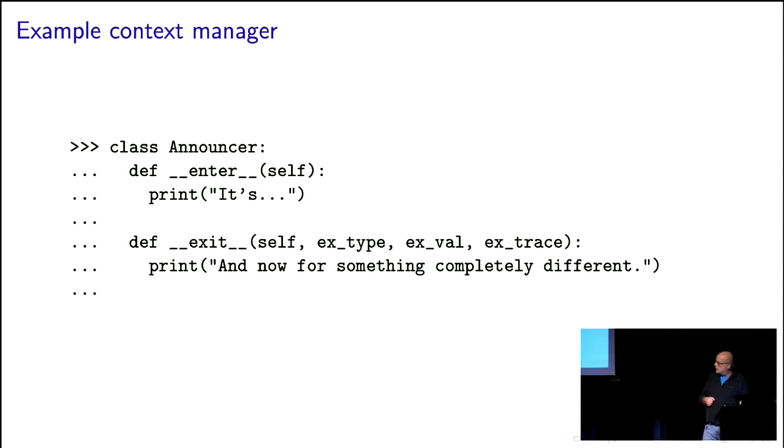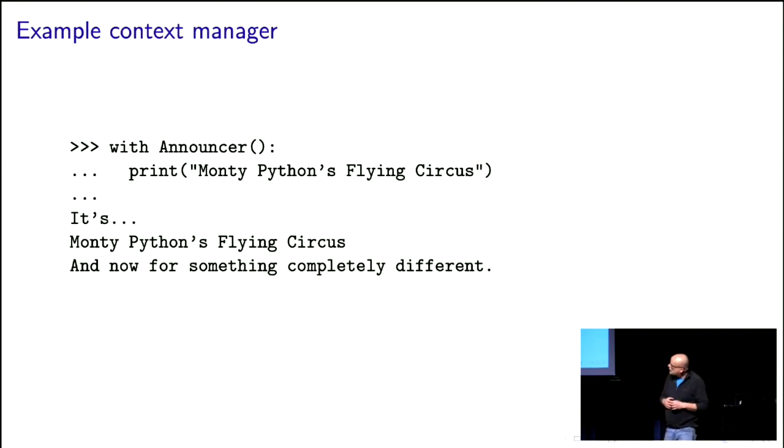So if we have this announcer class, we can now use it in a with. So here I say with announcer. Again, what does that do? It constructs the announcer object, and it returns the value of the announcer object, and that returned value is the thing that needs to be a context manager. So that thing that comes after the with, in my case the announcer, needs to return an object that implements dunder enter and dunder exit.